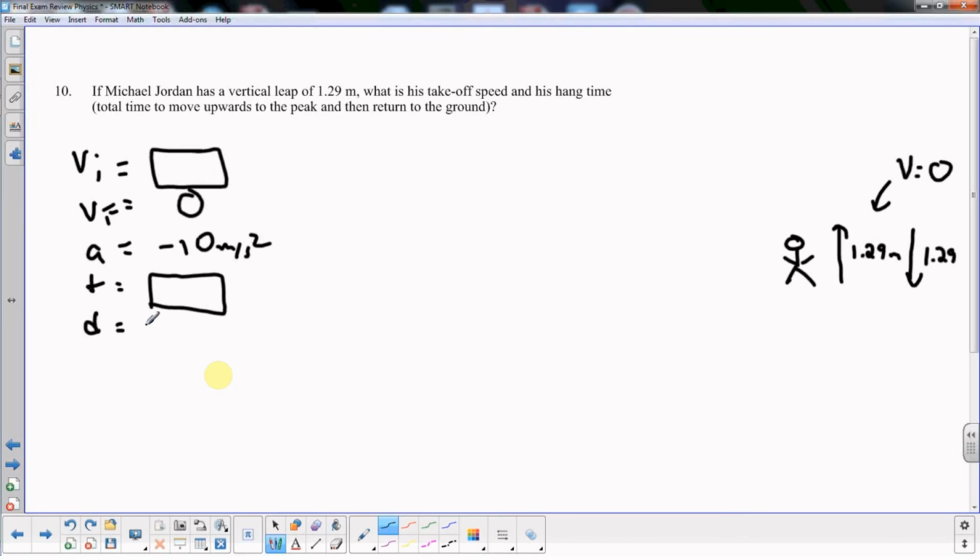1.29 meters. So I'm wondering if we can do D equals VI T plus 1/2 AT squared. 1.29 positive, he's jumping up, equals, I don't know, plus 1/2 AT squared. That's too many things I don't know, because I don't know VI and I don't know T. So this is no good. Or is it?